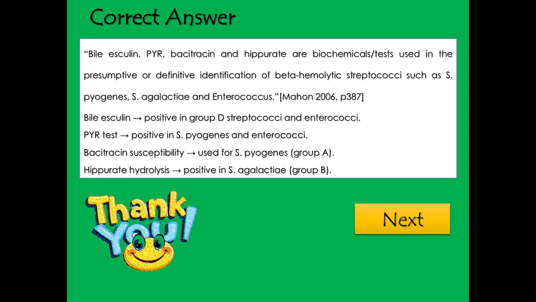Mahon 2006, p. 387. Bile esculin positive in group D streptococci and Enterococci. PYR test positive in S. pyogenes and Enterococci. Bacitracin susceptibility used for S. pyogenes, Group A. Hippurate hydrolysis positive in S. agalactiae, Group B.